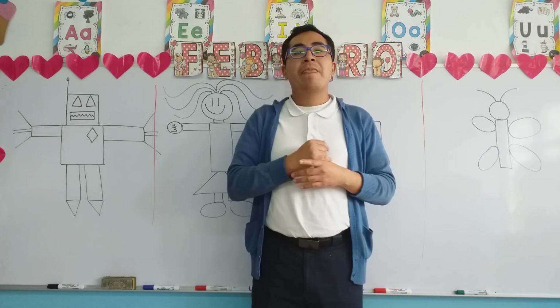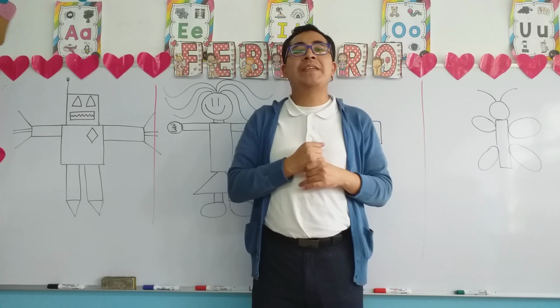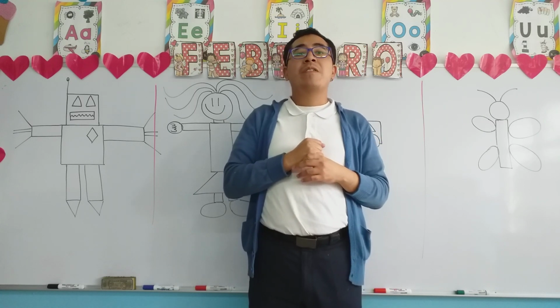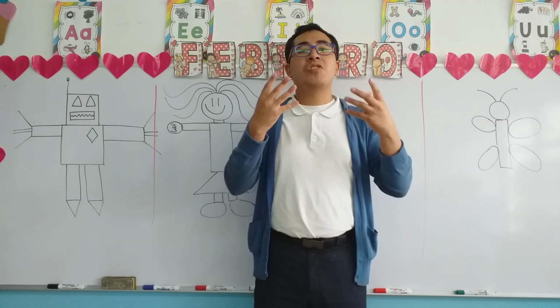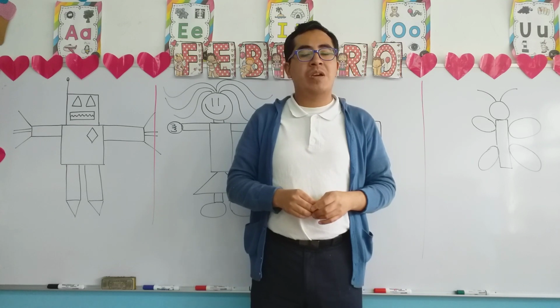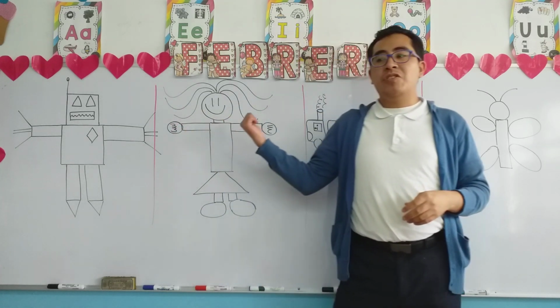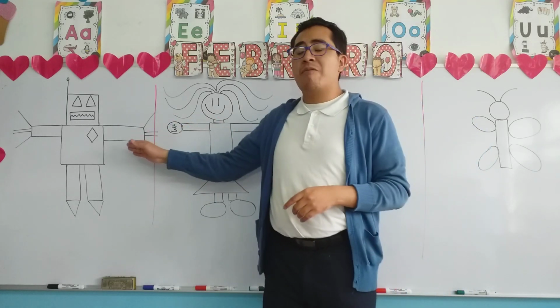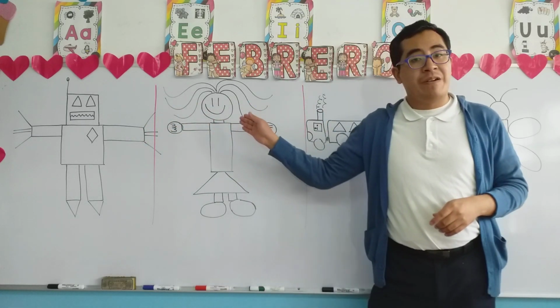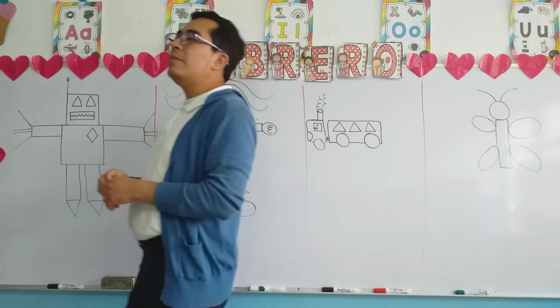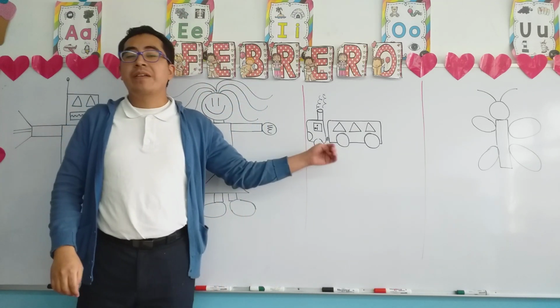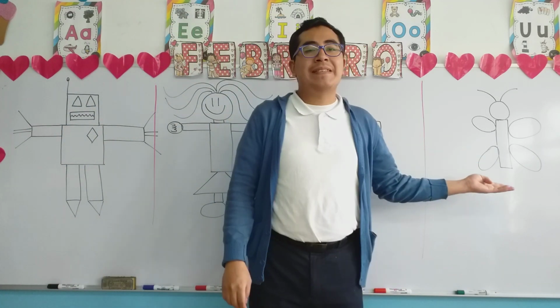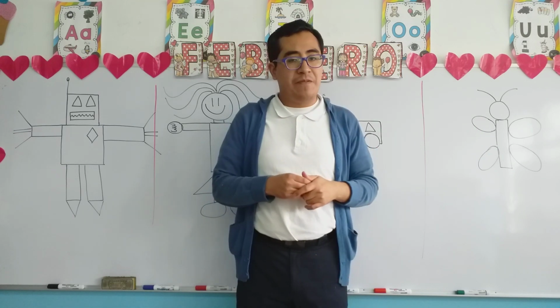So for today, we're going to make an activity that is going to be fun and is going to help us remember the geometric shapes. So, behind the teacher Jacob, I have several objects. We have a robot, we have a girl, we have a truck, and we have an insect, which is a butterfly.